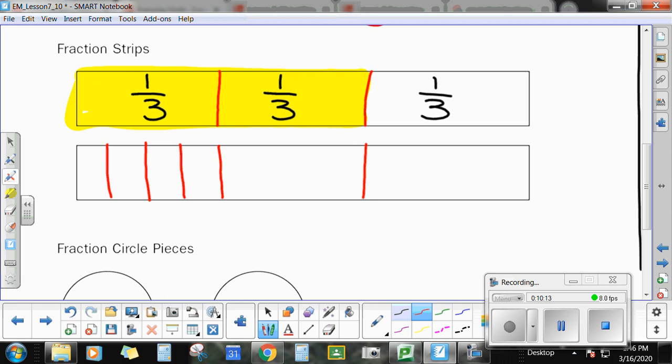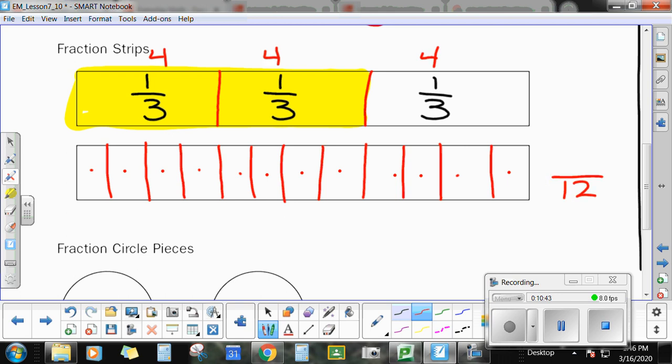Did you see how many pieces I divided it into? 1, 2, 3, 4. I'm going to divide each third into 4 pieces. 1, 2, 3, 4. Remember, divide it in half first, and then each of those in half. Okay, so guys, how many pieces did I divide this fraction strip up into? If I divided this section into 4, this into 4, and this into 4, altogether I divided this fraction strip into 12ths.